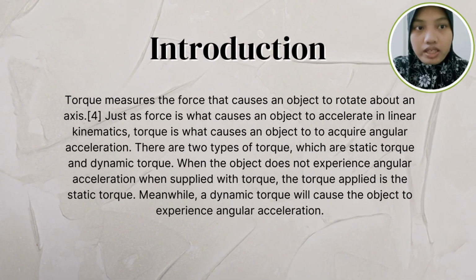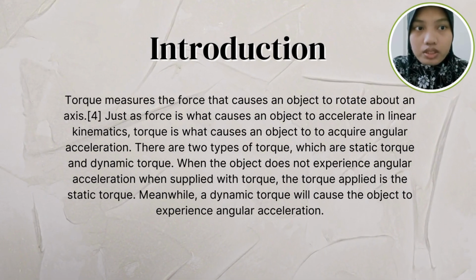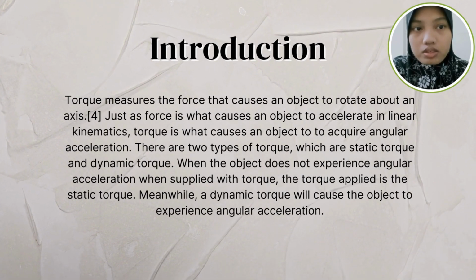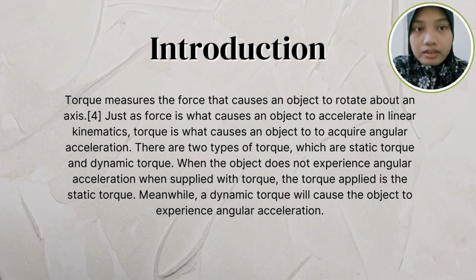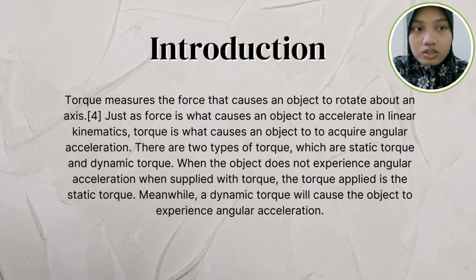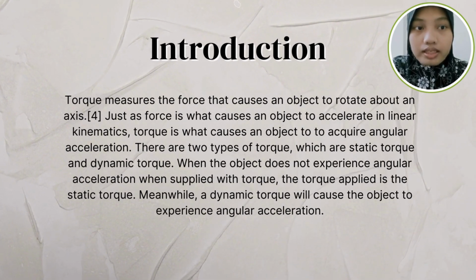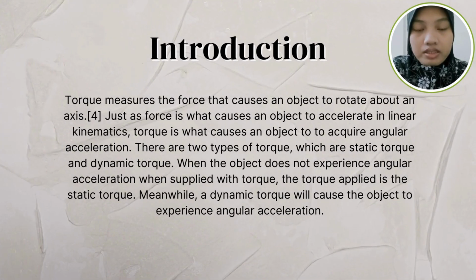Torque measures the force that causes an object to rotate about an axis. Just as force is what causes an object to accelerate in linear kinematics, torque is what causes an object to acquire angular acceleration. There are two types of torque: static torque and dynamic torque. When the object does not experience angular acceleration when supplied with torque, the torque applied is the static torque. Meanwhile, a dynamic torque will cause the object to experience angular acceleration.